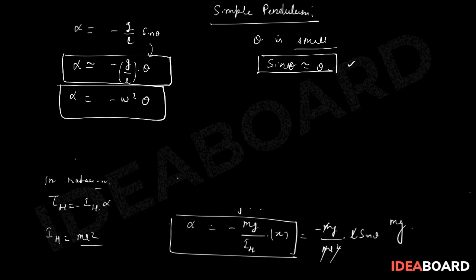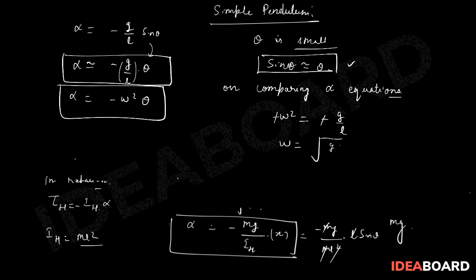On comparing the alpha equations, we get minus omega squared is equal to minus g by L. The minus signs cancel out. Omega is equal to the square root of g by L. So we got the value of omega.